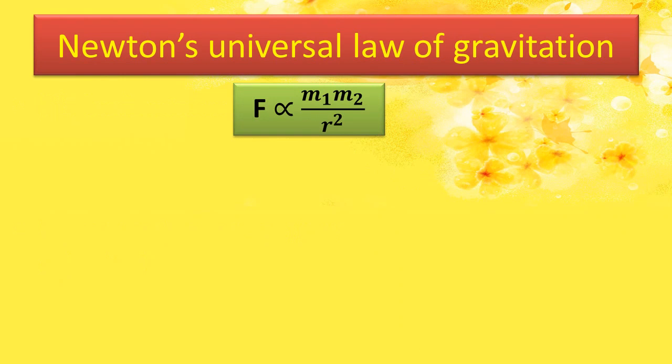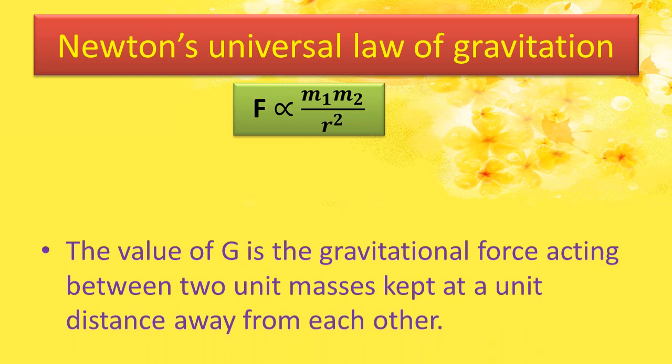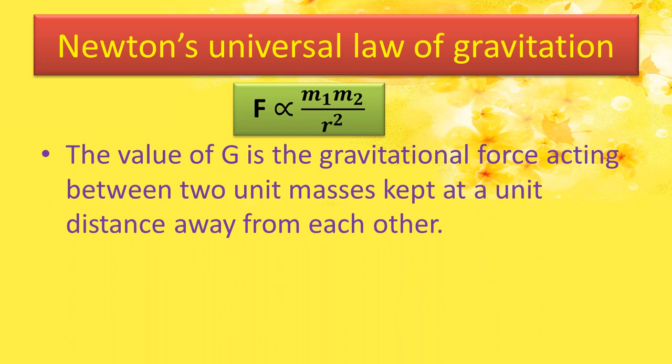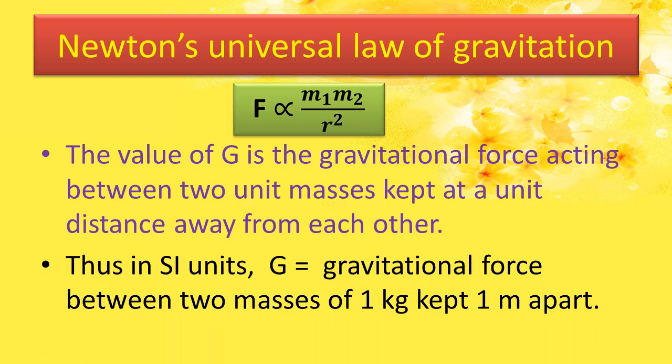Alright, now F is directly proportional to m1 m2 upon r square. So the value of G is the gravitational force acting between two unit masses, that means m1 and m2, kept at a unit distance away from each other. Unit distance means 1. And thus in SI units, the value of G is equal to the gravitational force between two masses of 1 kg kept 1 meter apart. That means the value of the masses will be 1 unit, and the distance will be 1 meter.